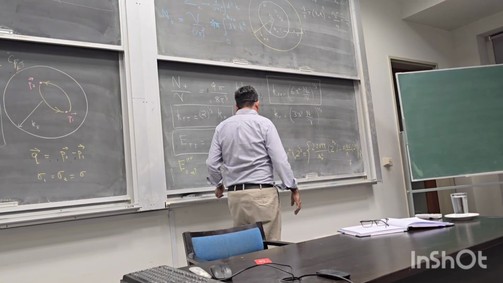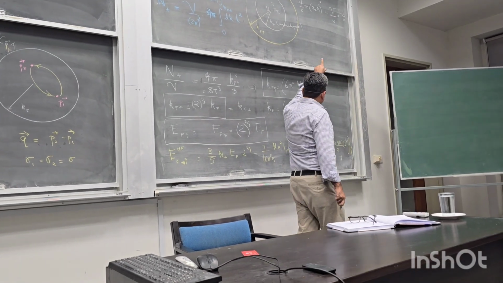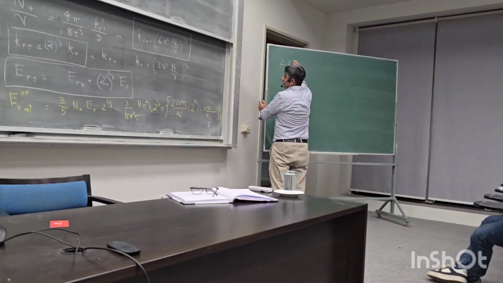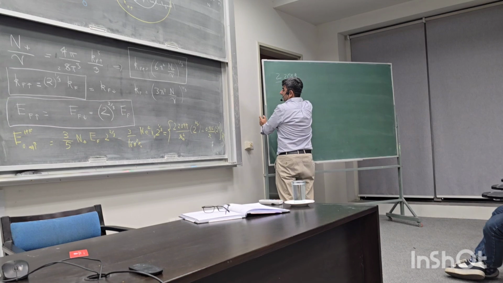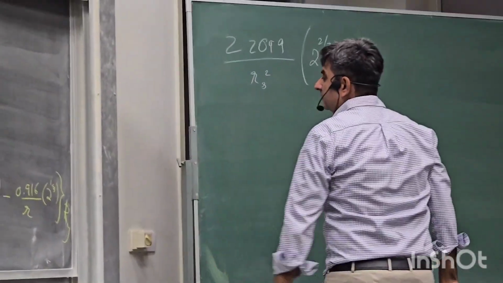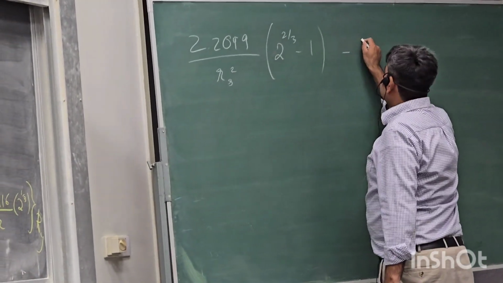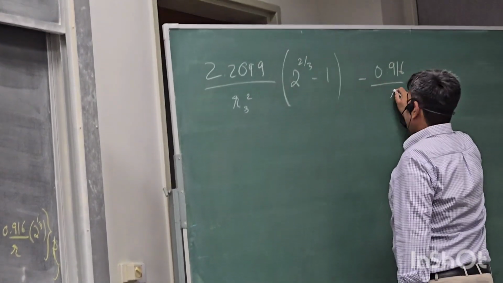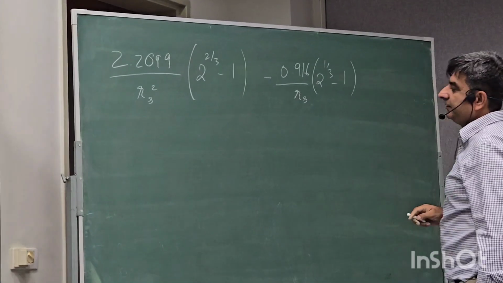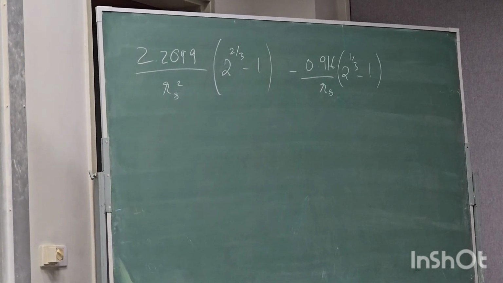Right? So let's calculate that threshold. So if I were to look at this energy and I want to make it greater than that energy, so I really should have 2.2099 rs squared minus 1 minus 0.916 rs, 3 minus 1. I need this to be less than 0. Correct?